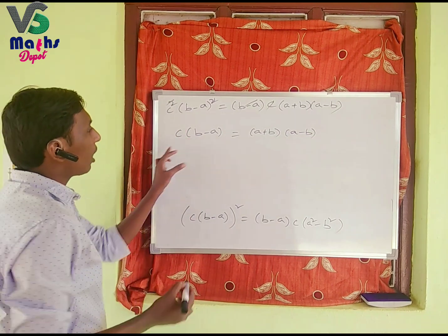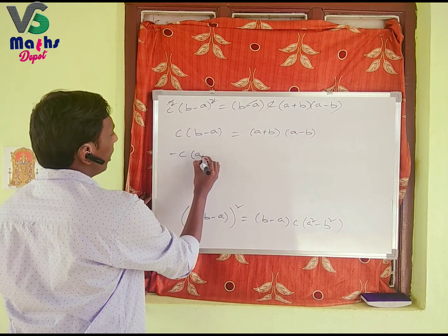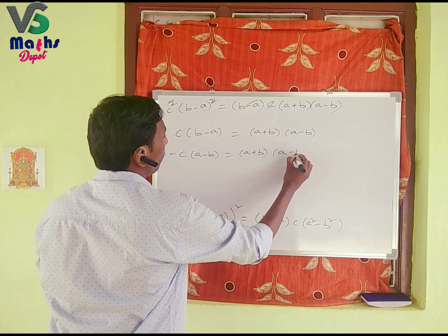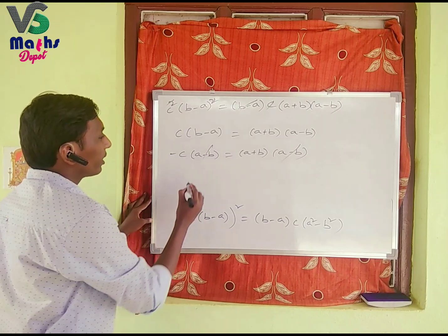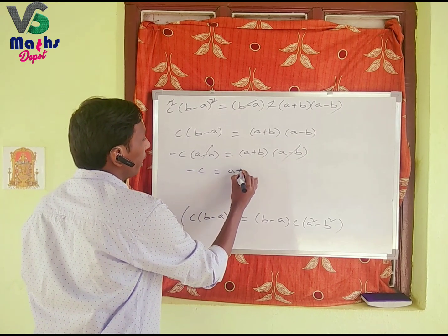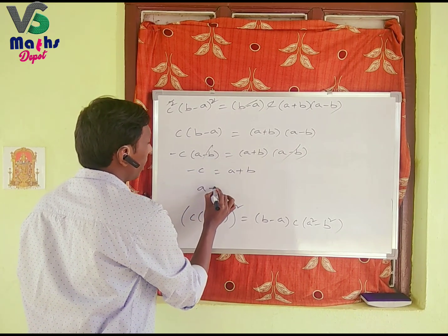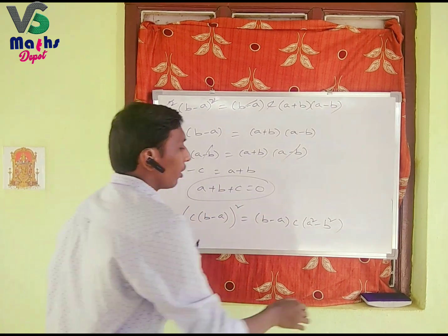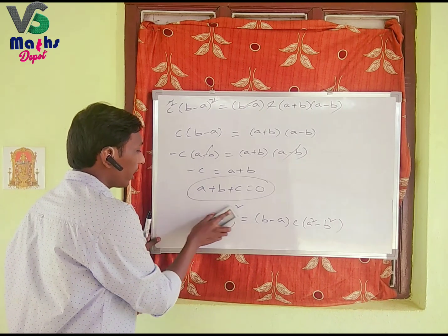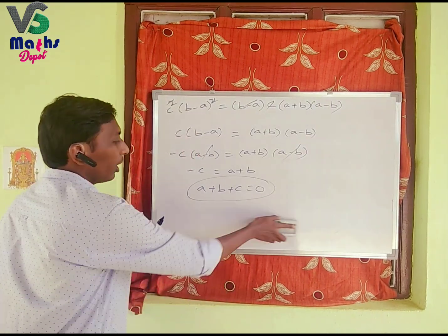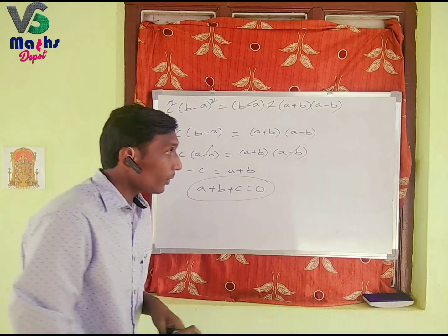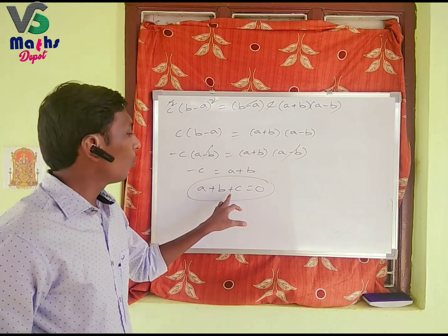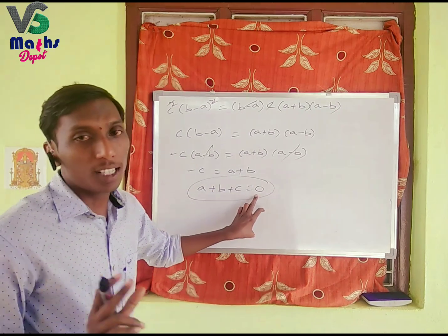If you take minus common here, -c(a - b) is equal to (a + b)(a - b). So this and this get cancelled. -c is equal to a + b. Therefore a + b + c = 0. This is the condition to have a common root for the given two quadratic equations. Now this can be converted also. Suppose if only this option is given, then this is sufficient.